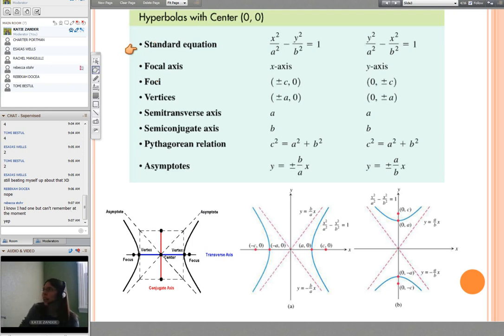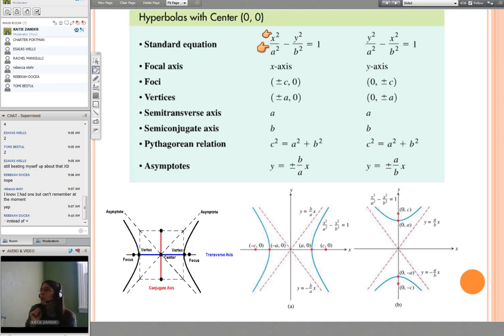Now notice again, what is the difference between the standard equation here and the standard equation that we had with our ellipses and circles? They look very, very similar, but there's one slight difference. What's the difference? Yeah, in the middle, you have a minus sign now instead of a plus sign. With your ellipses or circles, that was a plus sign, but now you have a minus sign, and that changes the shape of your graph drastically.